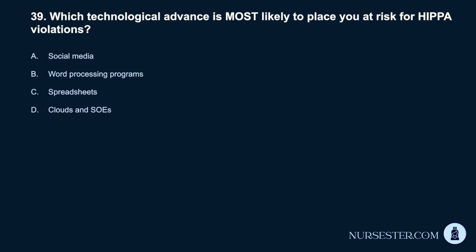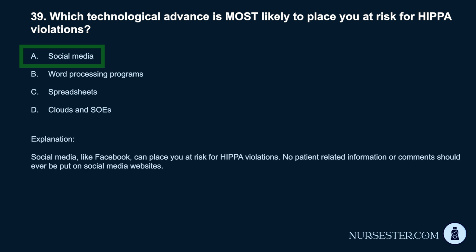A. Social media. B. Word processing programs. C. Spreadsheets. D. Clouds and SOEs. Correct answer: A. Social media. Social media, like Facebook, can place you at risk for HIPAA violations. No patient-related information or comments should ever be put on social media websites.